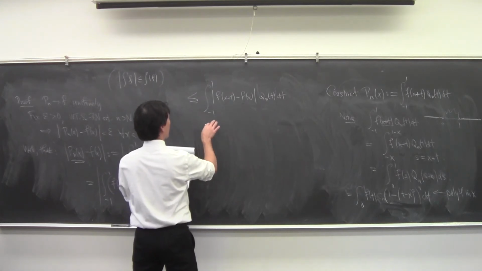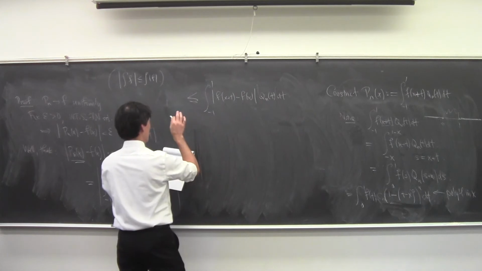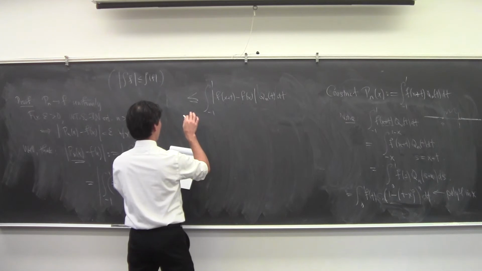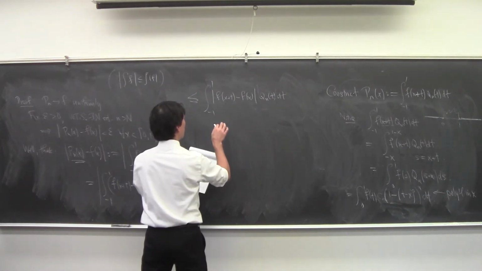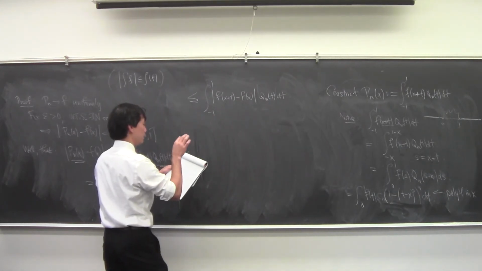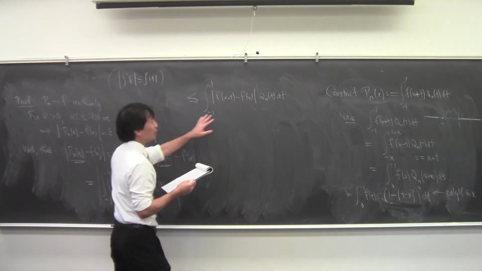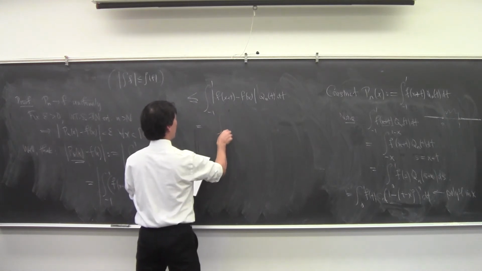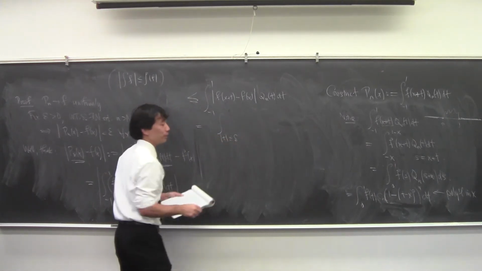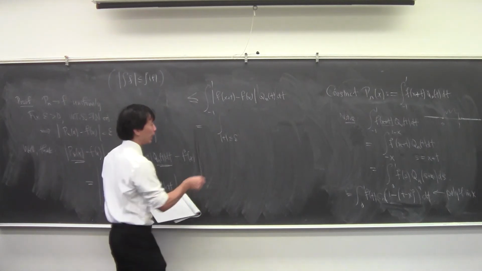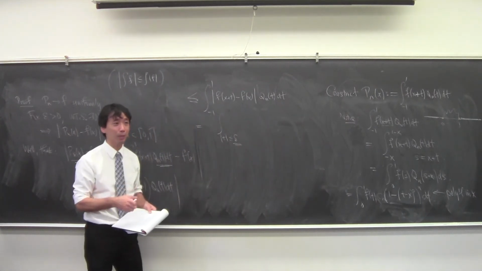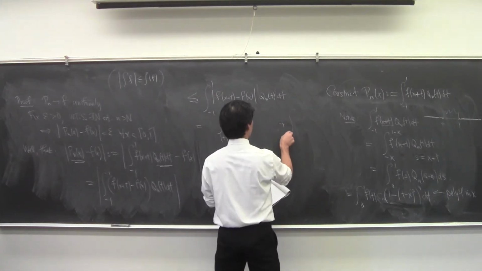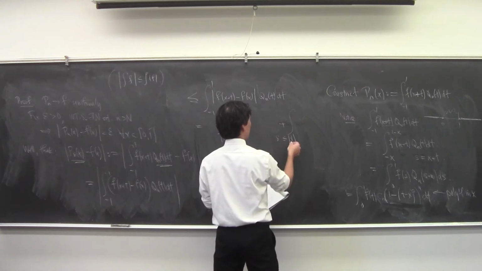I'm going to break this into two parts. I'm going to break this into the part where the absolute value of t is small, and the part where the absolute value of t is large. I haven't chosen what delta is, but I'll choose the delta in a second.